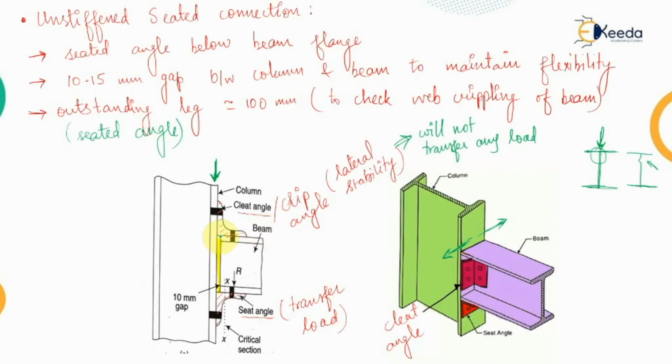Now since we have provided the gap, and the provision of this gap was to maintain the flexibility, but in actual, as we have studied, the connection that we are providing will never be ideally flexible, and it will never be ideally rigid. So the situation that will be available to us will be lying somewhere in between.